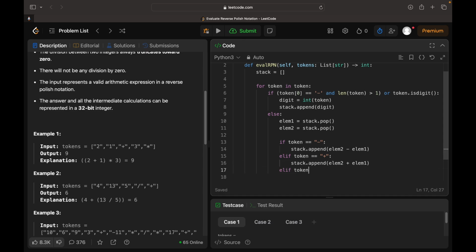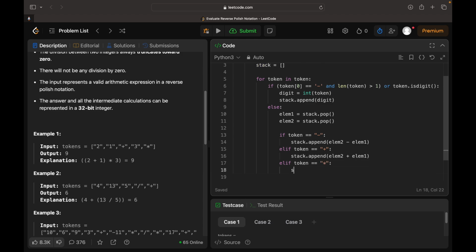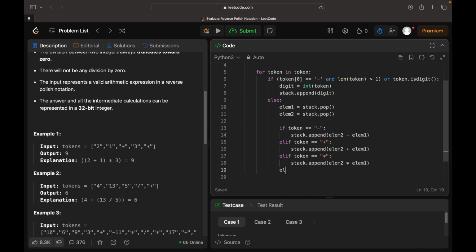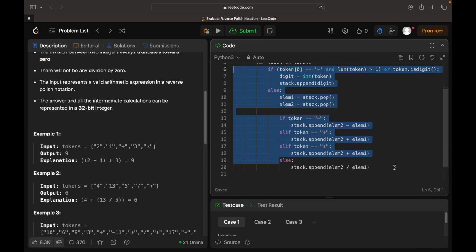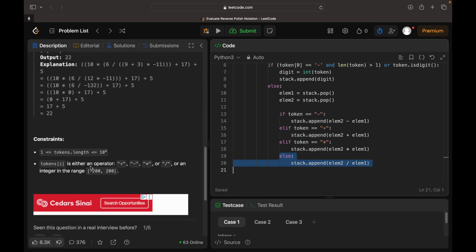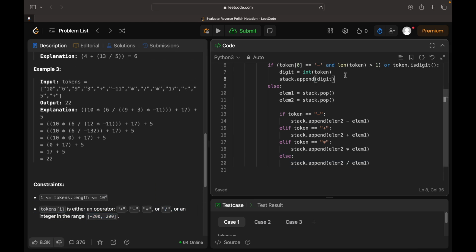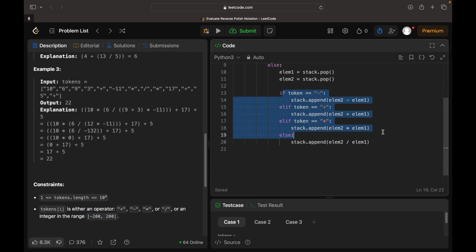If the token is equal to asterisk, in that case, stack.append element 2 multiplied by element 1. And finally, if we have division, we can put else or elif, whatever you want. We can just do stack.append element 2 divided by element 1. I could only do else over here because they've told us that it will either be 4 of these operations or an integer. We've got integers here. So if it's not these 3 operators, it's going to be the division operator.